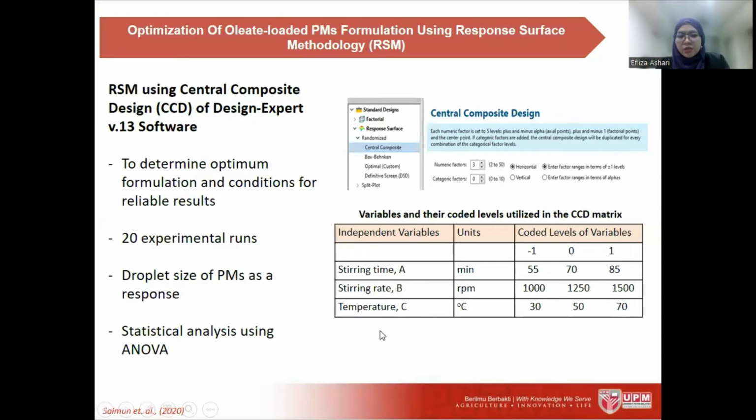And as you can see here, we have 3 independent variables, which are stirring time, stirring rate, and temperature within this region. For example, time we use from 55 to 85 minutes, stirring rate from 1000 to 1500 RPM, temperature between 30 to 70 degrees Celsius. And in total, we have 20 experiment runs, and droplet size or particle size is used as a response.